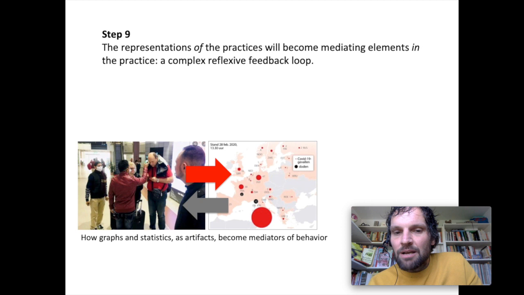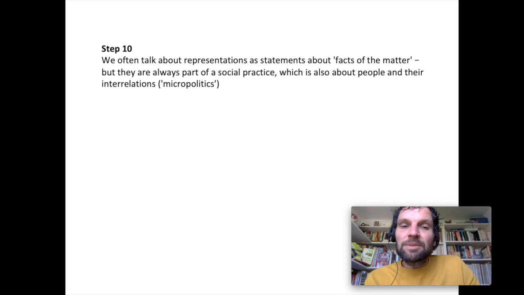But drawing data in a map and then giving that back to people who are part of the system that generates the data creates a feedback loop. That's something that you really should understand. You are partly also influencing the data as soon as you give the map back to people. That's something to think about, would be my idea of it, is that these representations are never just used as statements about the facts. They're always part of social practice, but this immediately also means they're part of politics.